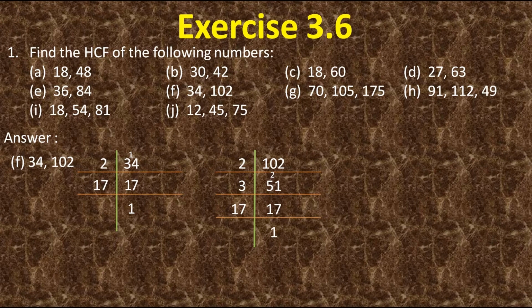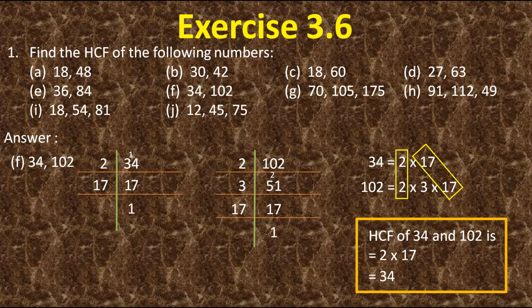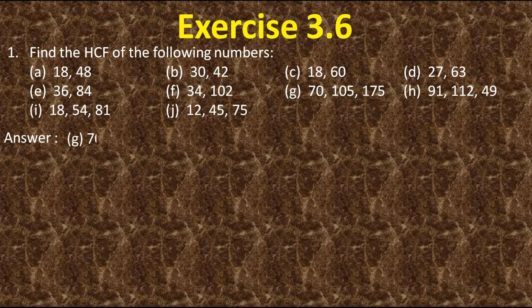Okay. Therefore we got the prime factorization as 34 is equal to 2 into 17 and 102 is equal to 2 into 3 into 17. Here 2 and 17 are common. Therefore, the HCF of 34 and 102 is 2 into 17, which is equal to 34. Okay. Now let's move to the next one, that is 70, 105 and 175.